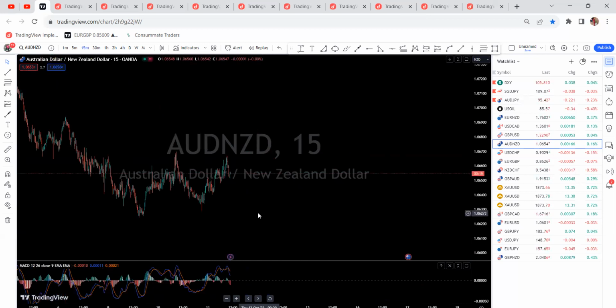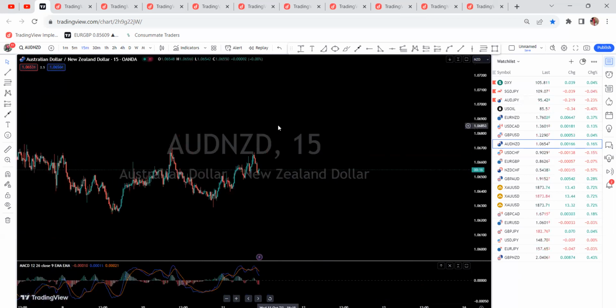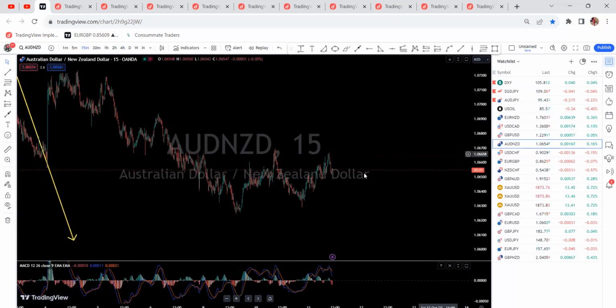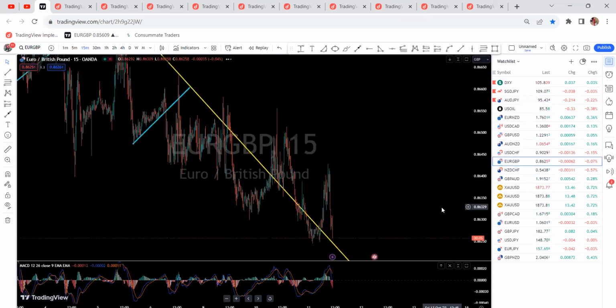Go with the 15-minute structure for another up to come. After this corrective structure, down, another up, we need to consider the structure fully completed on AUD and NZD. Then Euro GBP, this is wonderful.